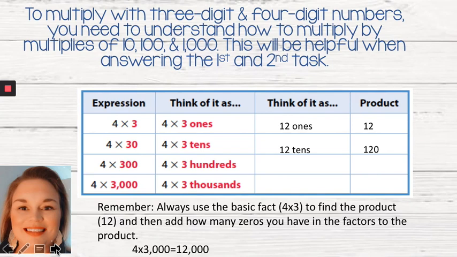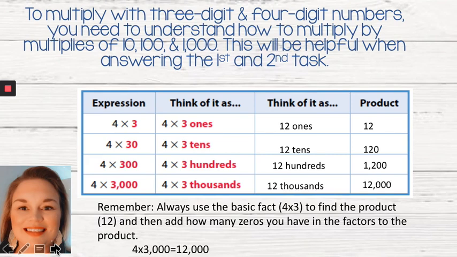If the 3 is sitting in the 100 spot, it represents 3 hundreds or 300, flats in the place value blocks. You could also answer this mentally by finding the basic fact of 4 times 3, which is 12, adding the 2 zeros to get the product of 1,200. And last, if the 3 is sitting in the 1,000 spot, it represents 3,000, or 3 thousands cubes if you're dealing with place value blocks.